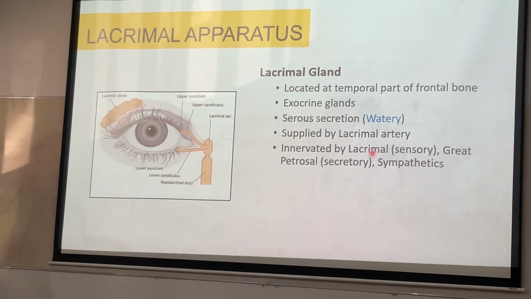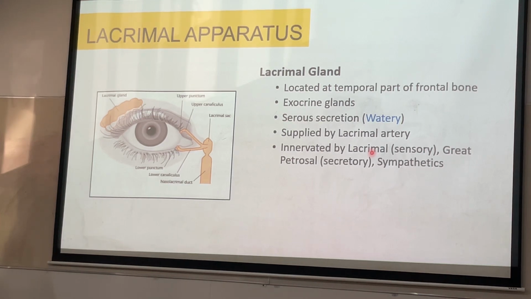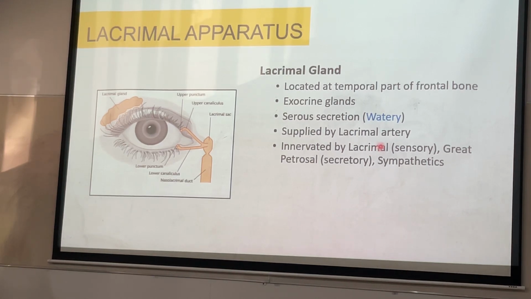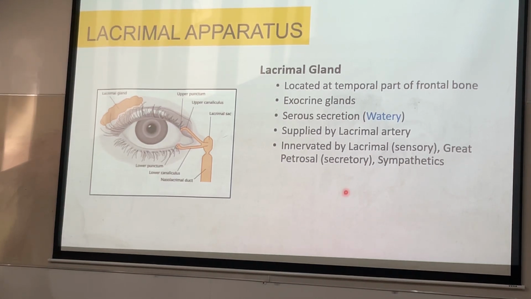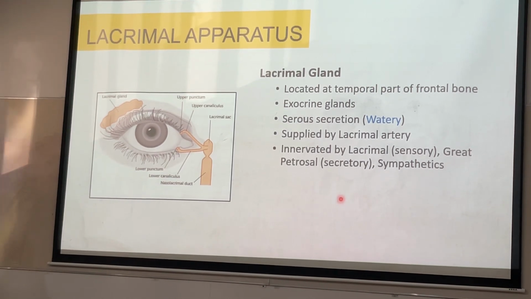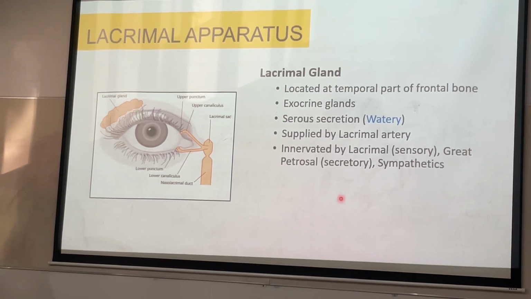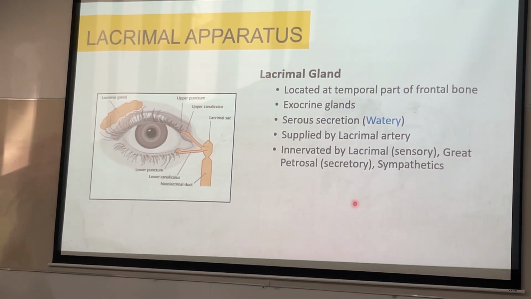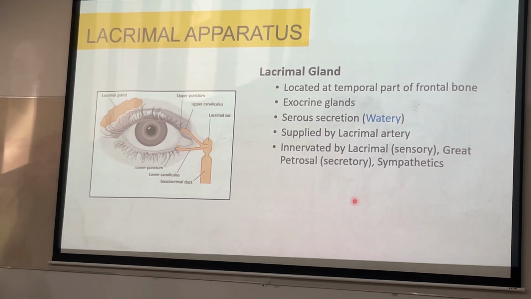Okay, so the lacrimal gland is located at the temporal part of the frontal bone. This is an exocrine gland. It secretes a serous secretion or a watery secretion. And to easily remember, the lacrimal gland is supplied by your lacrimal artery, innervated by your lacrimal nerve. So very easy to remember: lacrimal gland, lacrimal artery, lacrimal nerve. The sensory part is your lacrimal nerve, the secretory part is through your greater petrosal nerve, and your sympathetics.